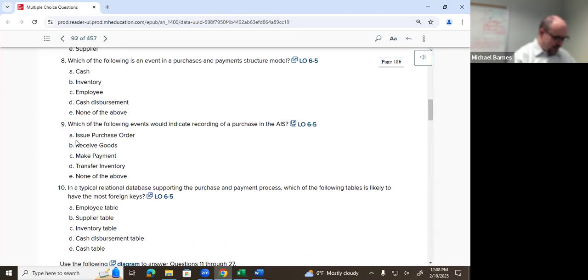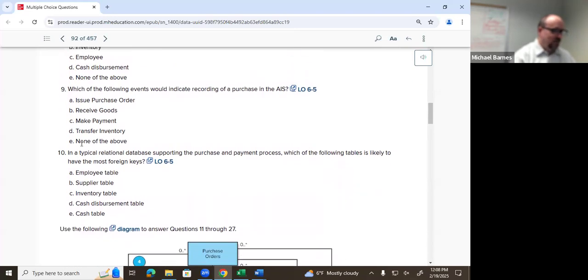All right, had to make you think about these things. Question number 9. Which of the following events would indicate the recording of a purchase in the AIS? This is another liability recognition question, which is basically the same thing we asked before, but I do think this is important, which is why I asked you another question about it.